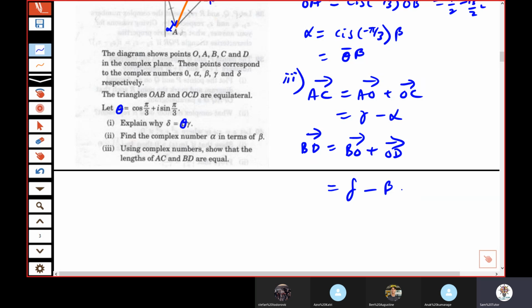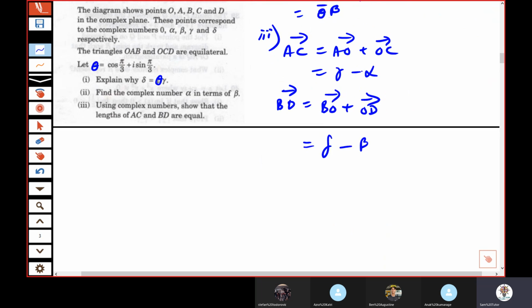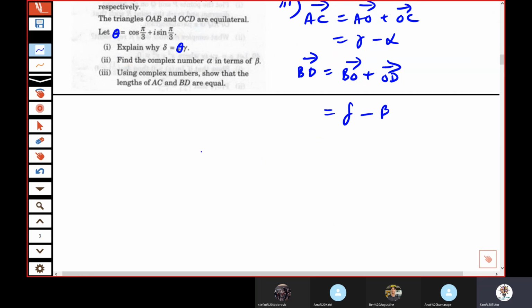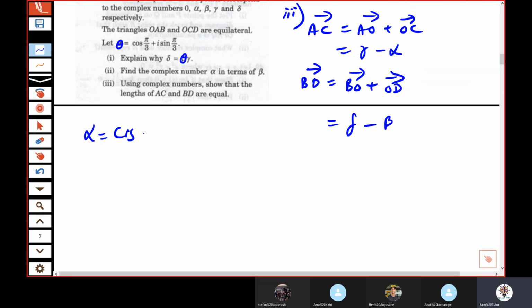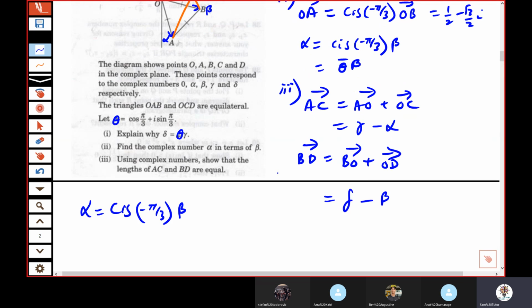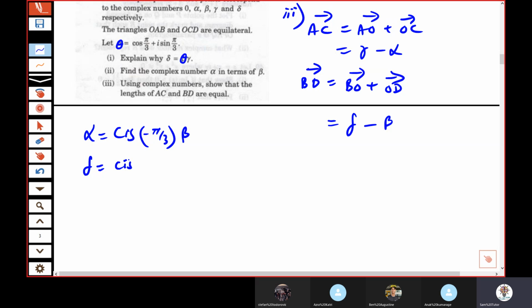So far so good? Okay, now we go back up. What did we just prove? We proved alpha is literally cis negative 60 beta, and we proved delta is theta gamma. Okay, so maybe I'll just go down here for a second. Can someone say that again? I said alpha is, yep, thank you, cis negative pi on 3 beta, and then what's the other one? Delta is theta gamma. So delta is cis pi on 3 gamma.